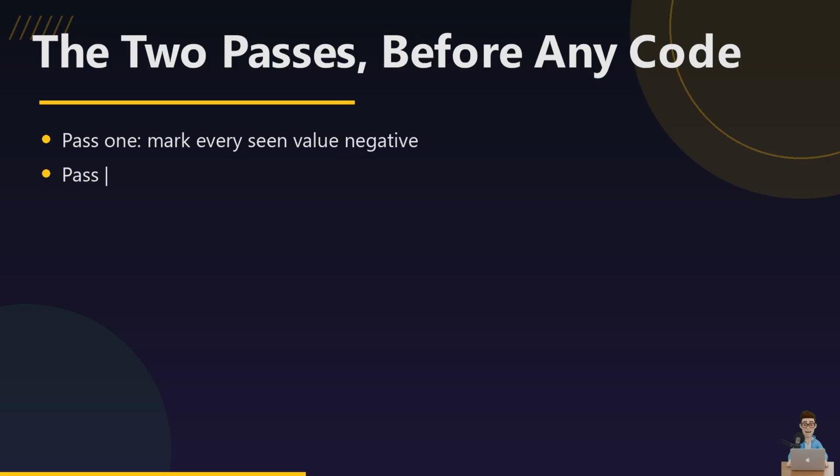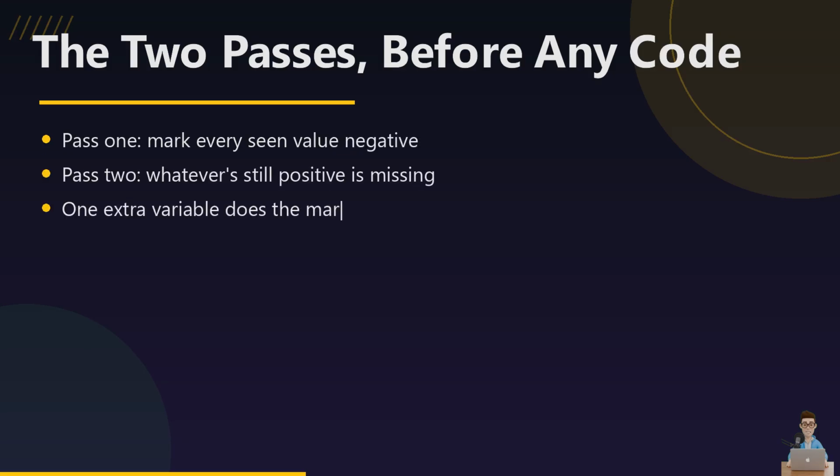Here's the plan in plain English. 2 simple passes over the data. Pass 1, walk through nums, and for every number we see, go to its slot in tracker and flip the sign to negative. That's how we mark this one showed up. Pass 2, walk through tracker again, and any slot that's still positive was never visited, meaning that number never appeared in nums. We only need that one tracker array, nothing fancier.